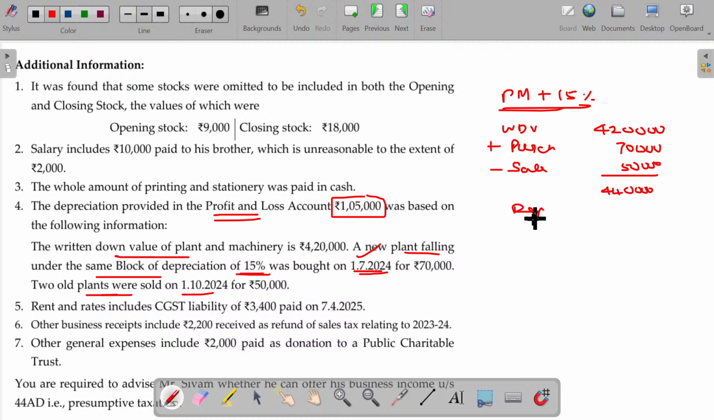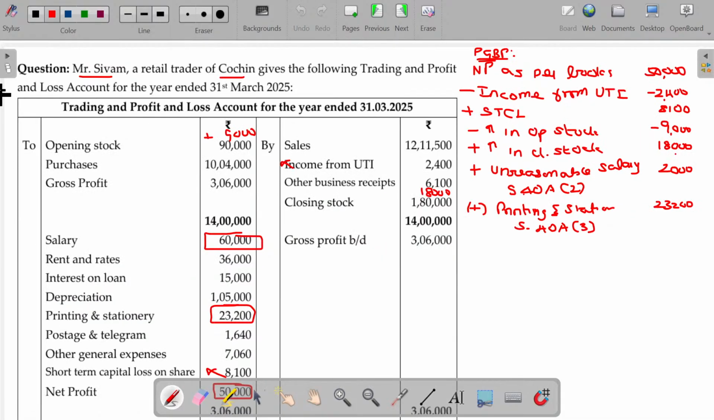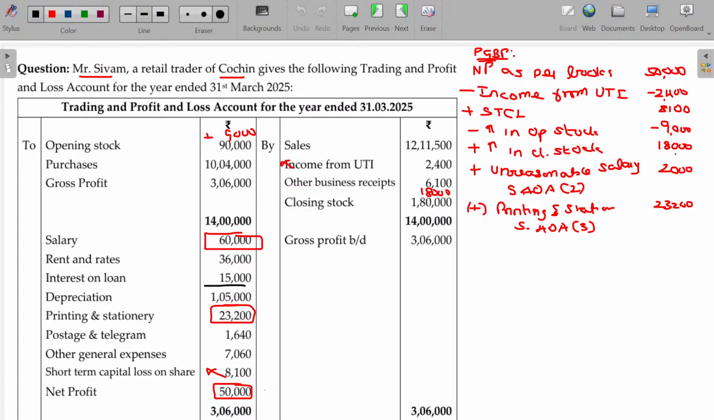And applicable depreciation on this at the rate of 15% on this 66,000. This is as per section 32. So fourth one, as per section 32. So the depreciation in P&L account, 1,05,000, is disqualified first.